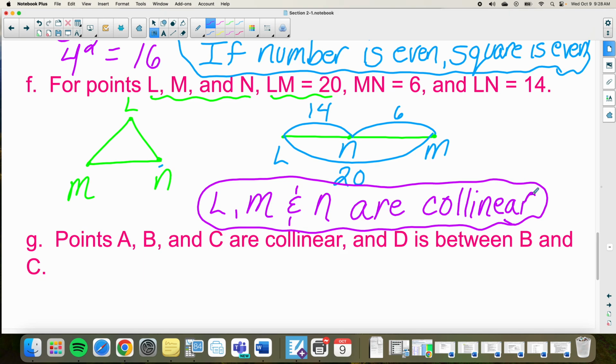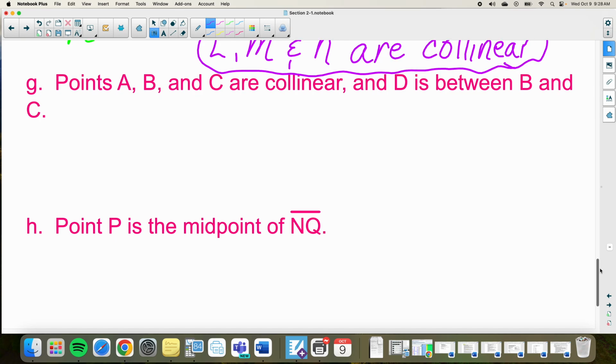Okay, bless you. Now if we go down here, it says points A, B, and C are collinear. Okay, so we're gonna draw a line. And collinear means on the same line. So we're gonna have a point A, a point B, and a point C. Okay? Now it says D is between B and C. For D to be between B and C, it would also be on that line.